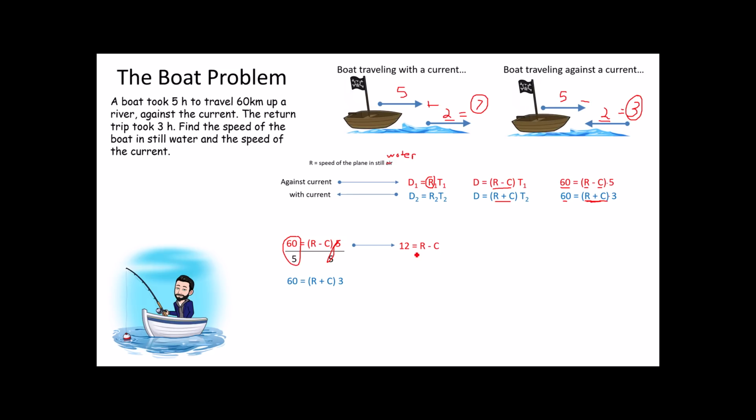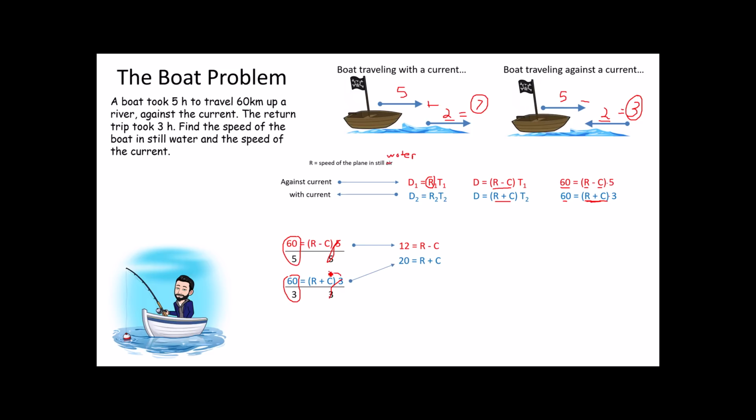Down here, I'm going to do the same thing. I'm going to divide both sides by the 3. Notice that 3 divided by 3 becomes a 1. 60 divided by 3 is a 20. And I get 20 equals r plus c.